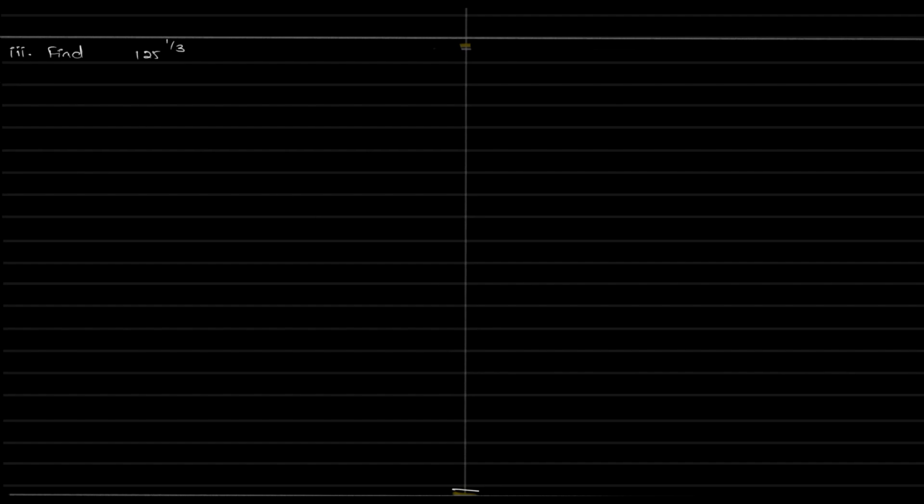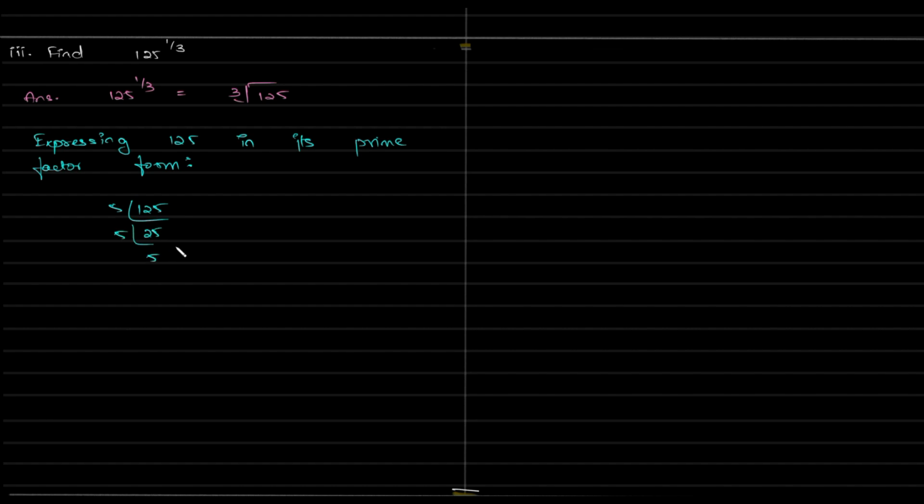And the last question. This is nothing but cube root of 125. Now, if you know the answer, good. If not, how do we go about expressing 125 in its prime factor form? Prime factor form. That is writing 125 as 5 times 25, 5, 5, 5.